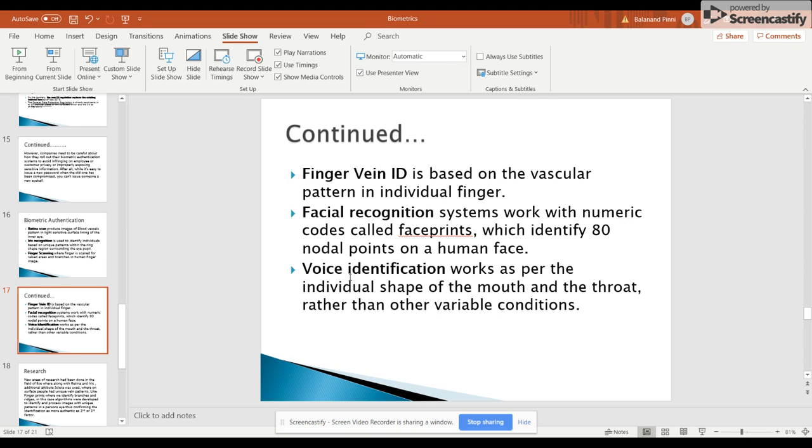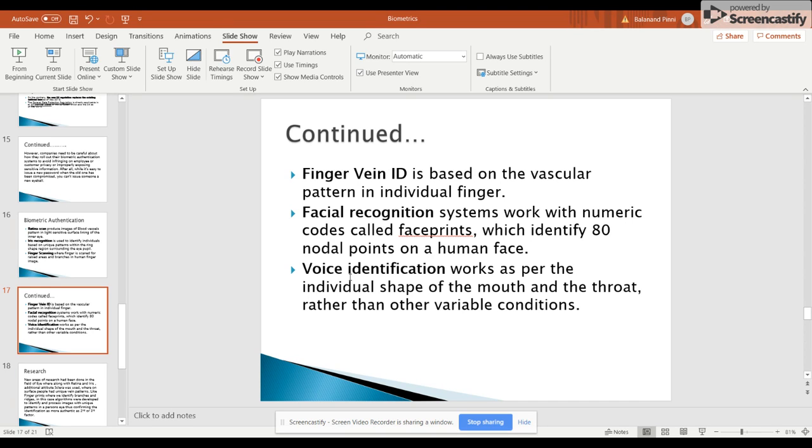The other one is finger vein ID, which is based on the vascular pattern in the individual finger. So we are talking here about picture recognition using algorithms, which captures the images of the picture, calculates the patterns, and compares them with the existing prints that are available. Facial recognition is done in a similar way. We identify 80 nodal points on the human face. On fingers, we call them traits. On the face, we call them nodal points.